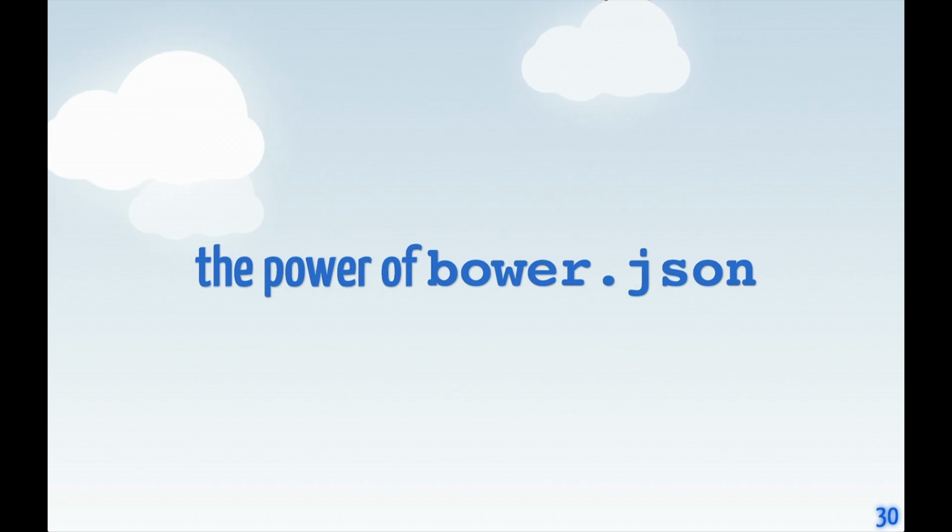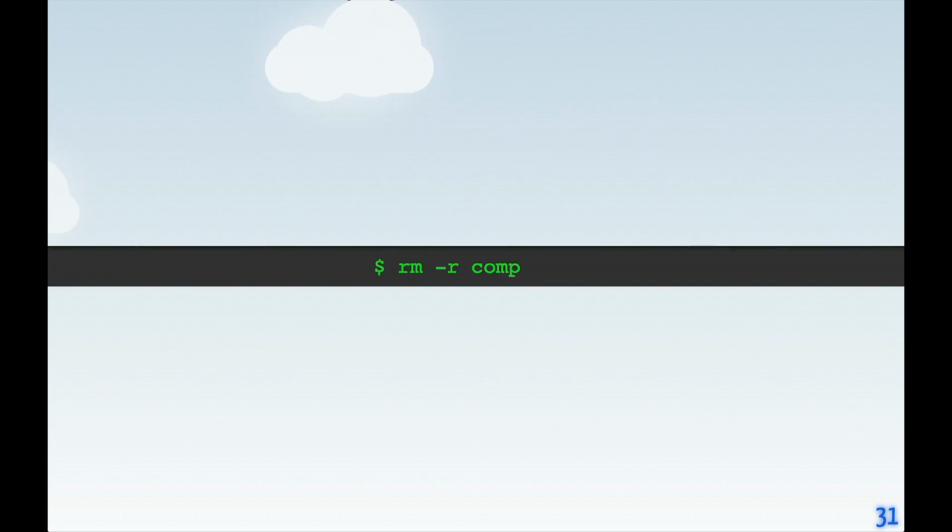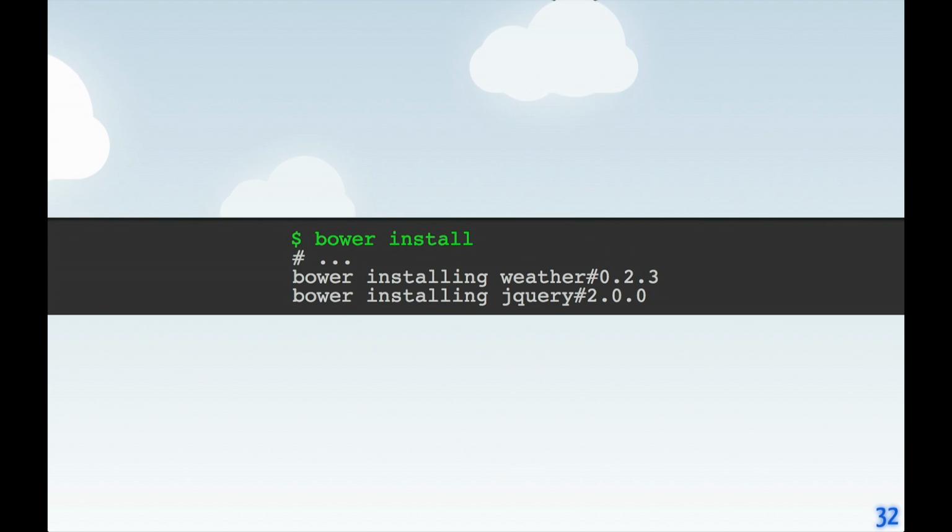Let's talk about the power of bower.json, having something that expresses your client-side needs in your application. And the easiest way to do that is this. Just obliterate the components directory. And of course, this would cripple your app altogether. And it's just as easy as running bower install to get all of that stuff back.